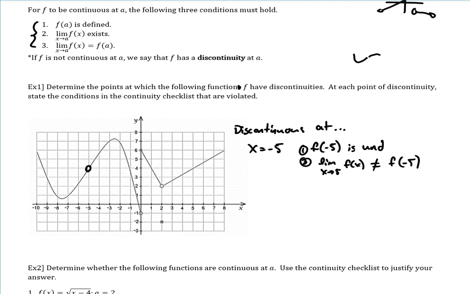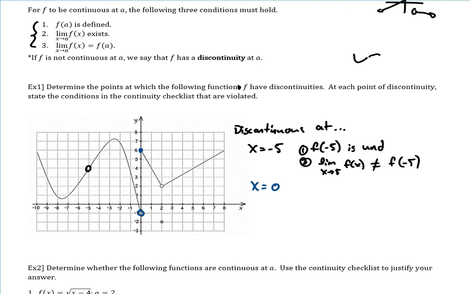And then I'm just going to change my color to organize it a little bit. After x equals -5, it looks like I could continue drawing until I get to x equals 0. And then we have an open dot right there, and then that is a solid dot. But either way, I had to lift up my pencil to get that. So that means it is discontinuous at x equals 0 as well.